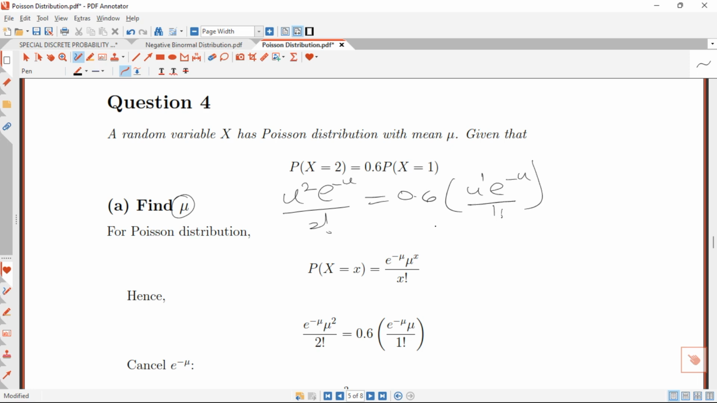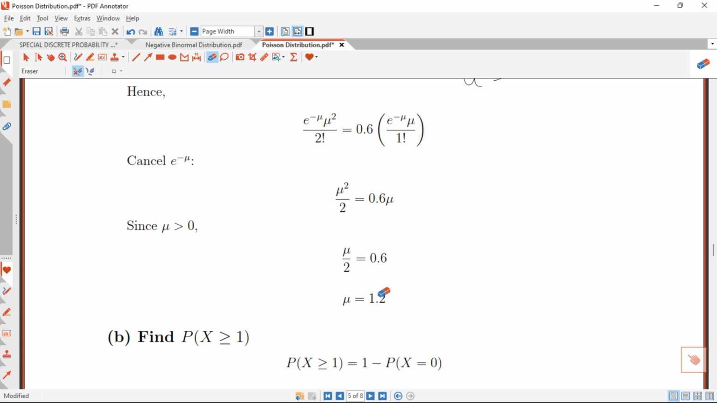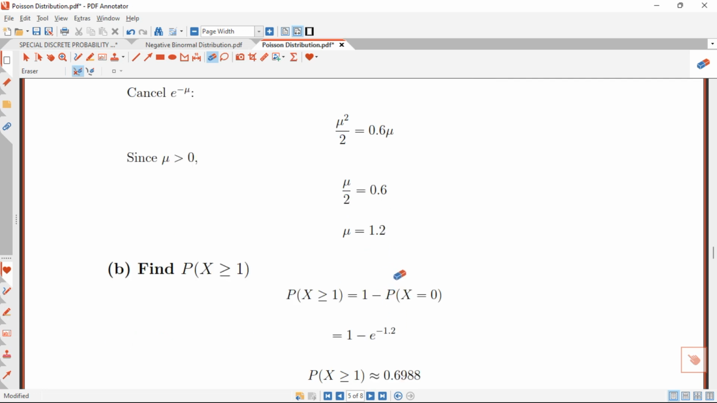Okay, yes. And then we can see clearly here that this mu can cancel this mu, and this one can also cancel this one. So we have mu divided by 2, which is equal to 0.6. Okay, yes. And then we are going to get mu is equal to 0.6 times what? 2, of which we are going to get our answer to be 1.2. That is our mean.